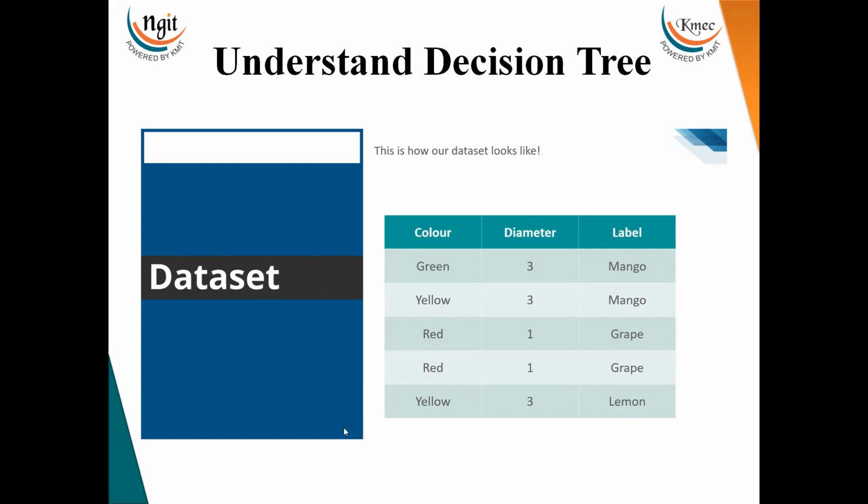Suppose I'm having a data set which is consisting of three columns: color, diameter, and the label. So through the color and diameter of that particular fruit, I want to label the fruit that it is a mango, grape, or lemon. I have a color of the fruit, the diameter of the fruit, and the label of the fruits. Using these three, I want to classify my data into three categories, that it is a mango or a grape or a lemon.